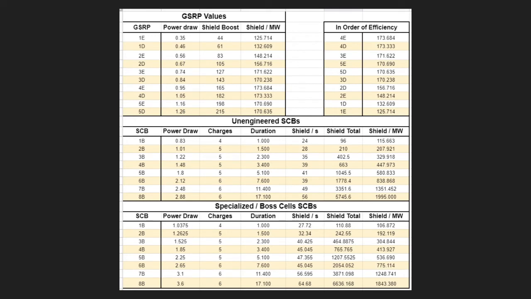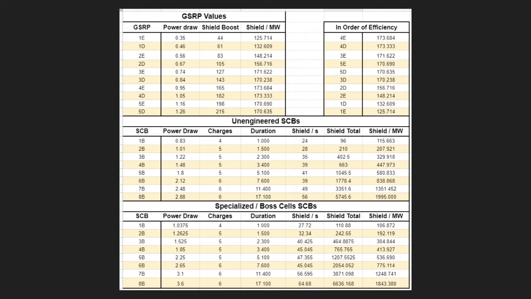This increases your refill by 5.5% at the cost of more spin-up time, but we'll just assume you get the spin-up, so we don't really care about it. Since specialized boss cells will give you the most shield refill, we'll be using them for our analysis. The values here are pretty staggering. You'll see as optionals get bigger and bigger, SCBs become way more efficient than GSRPs in the way of shield to power ratios.